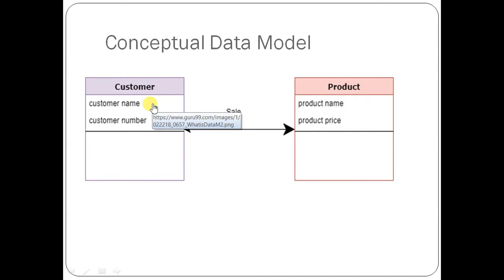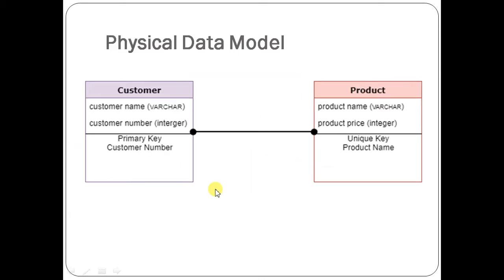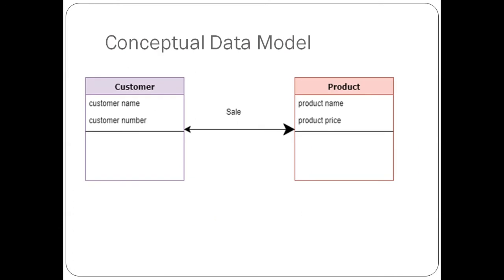Here it was just customer and product. Here it was that customer will be stored as a string, it will be stored as an integer. So it is again generalized. But when you talk about how you will implement it in a particular software, suppose Oracle, in Oracle we will use varchar. That is called the physical data model. If it were DB2, instead of varchar, the data type can be text. Are you getting it? So this is what the difference is.